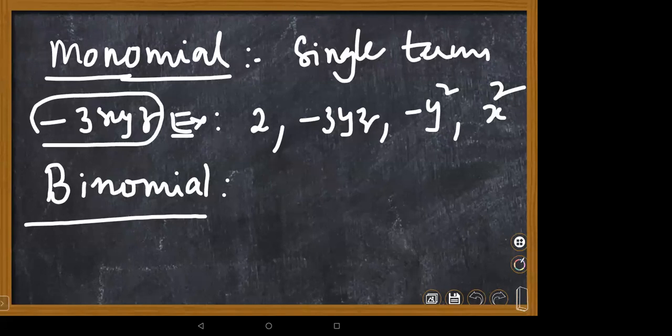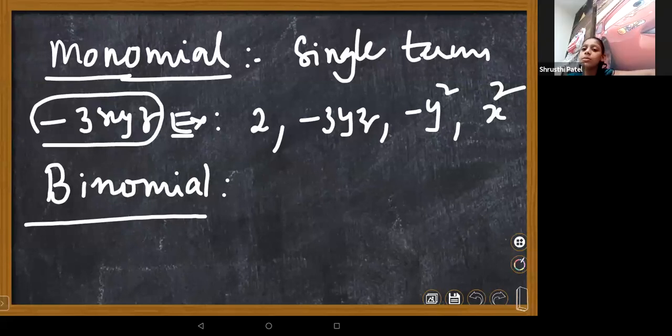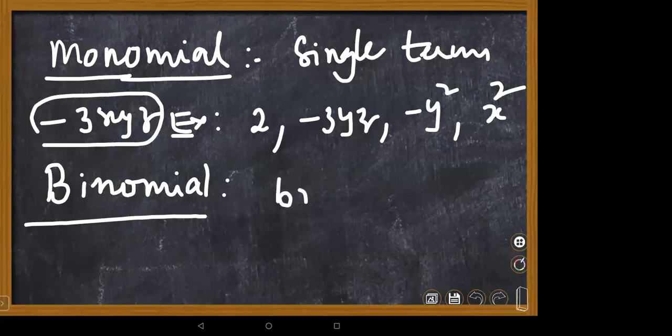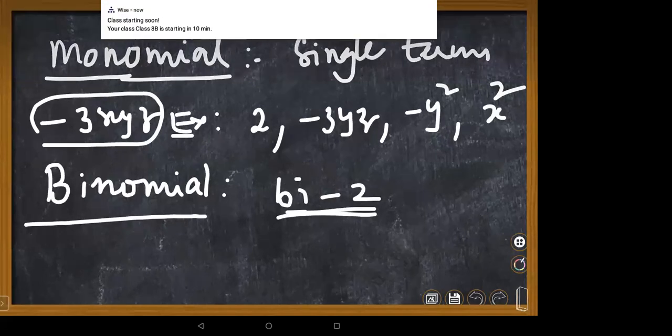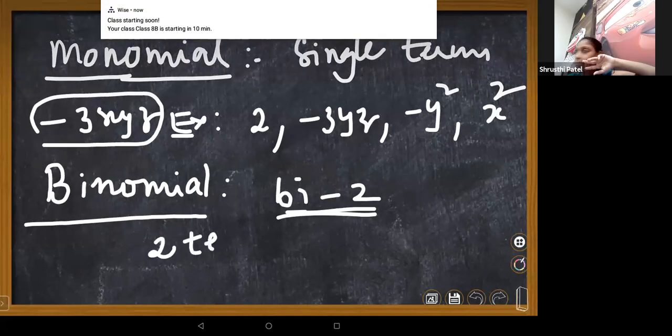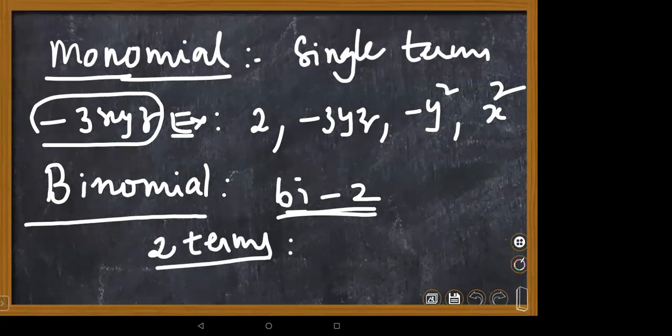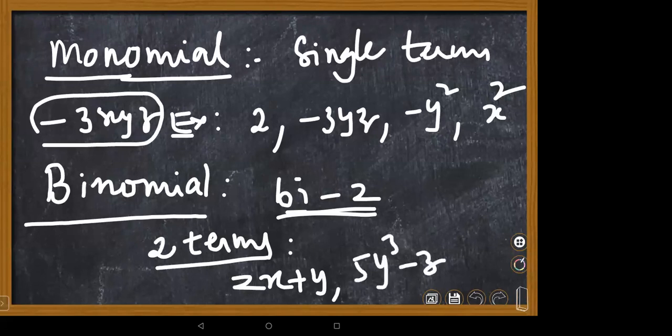Children, binomial. Bi means what? Two. Yes, bi means 2. So binomial means 2 terms. Examples you have to write, children. Few examples you can write here for binomial. Can I write 2x plus y? Yes or no? Yes, ma'am. Can I write 5y cube minus z square? Yes, you can write.